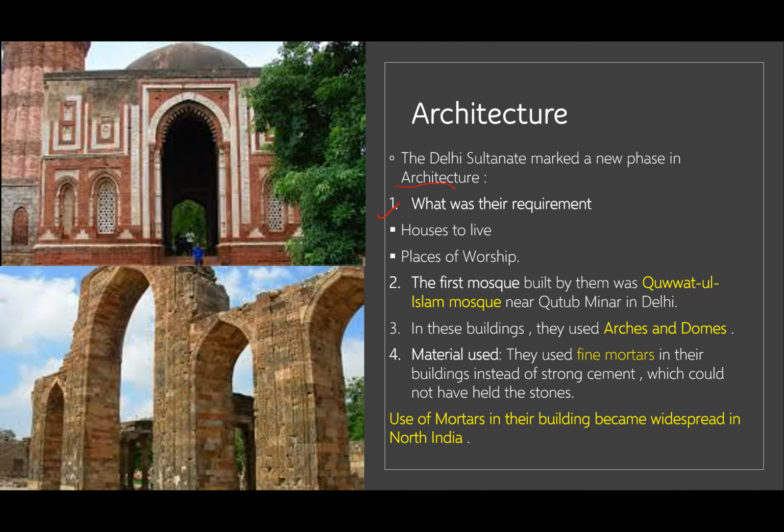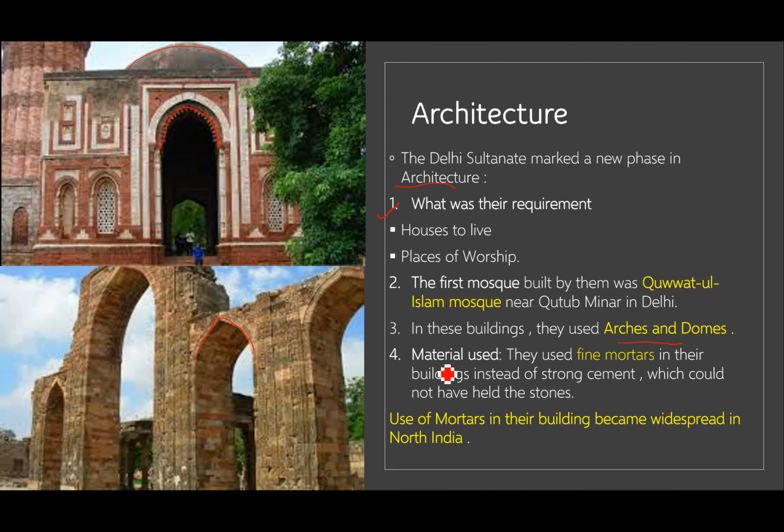So the first mosque built by them was Quwwat-ul-Islam Mosque near Qutb Minar in Delhi. Now in these buildings, they have used the arches and the dome. So an arch is some kind of like this. These are arches and this is a dome, right? So they have used arches. Look, this is again an arch. So they have used arches and domes.